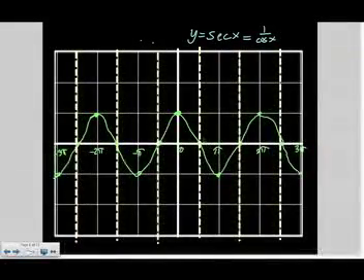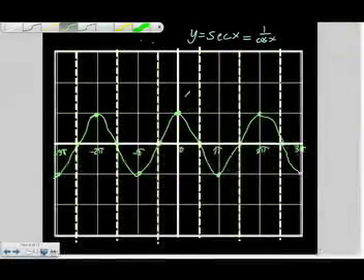Now instead of it being at every pi, the intercepts of secant occur at every pi over 2, skipping the integer values of pi. So let's go ahead and mark out our extrema.